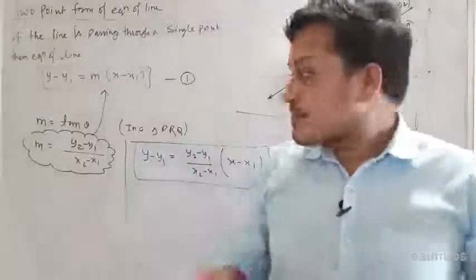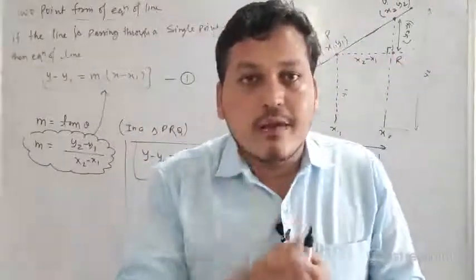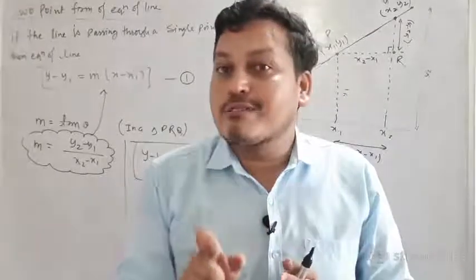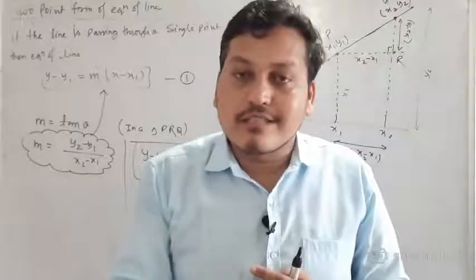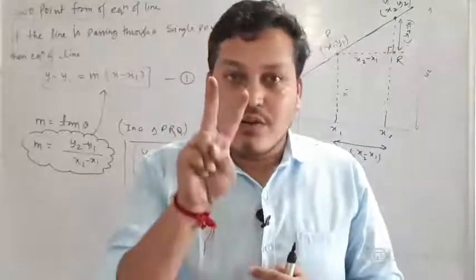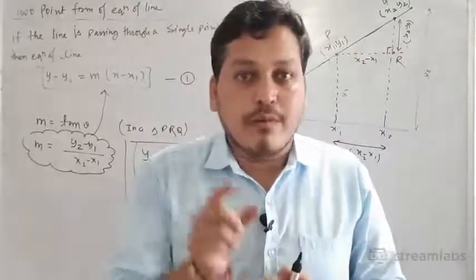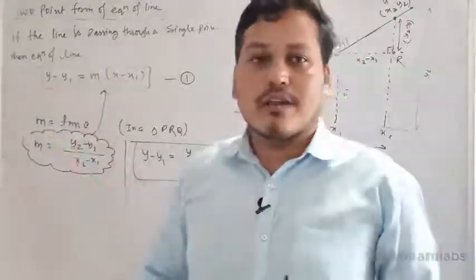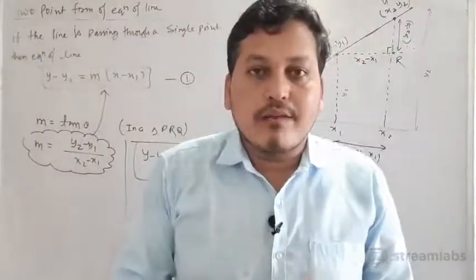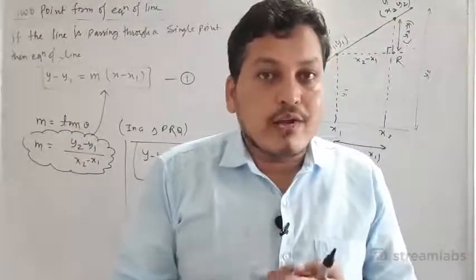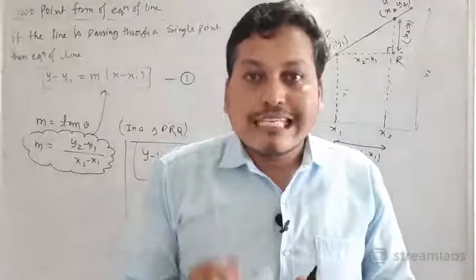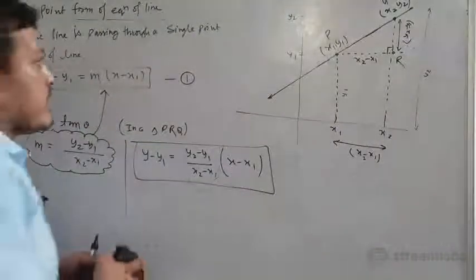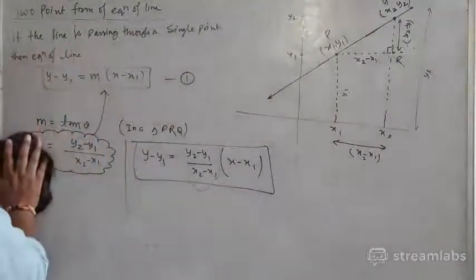Next, when a single point is given, the equation of the line is y minus y1 is equal to m(x minus x1). And the third form is when two points are given: first calculate the slope, and put that slope value in the first equation. So the third form is y minus y1 is equal to y2 minus y1 upon x2 minus x1, times x minus x1. So the first type of example I explained, and the second type of example I also explained.